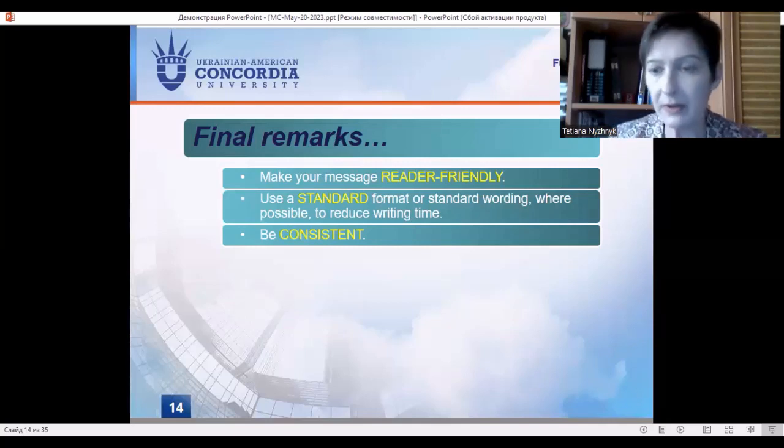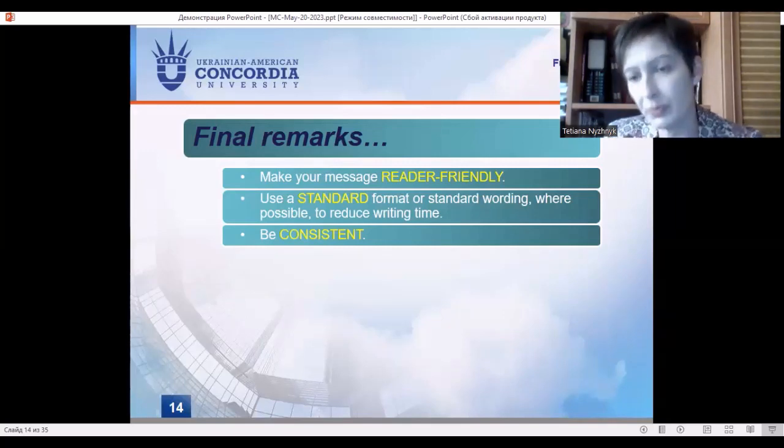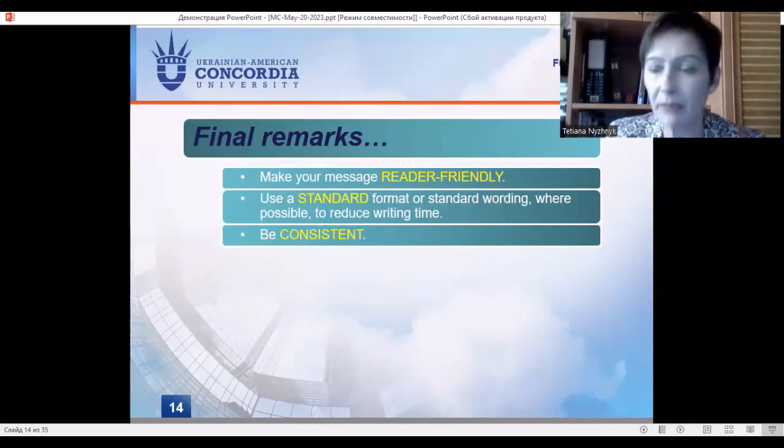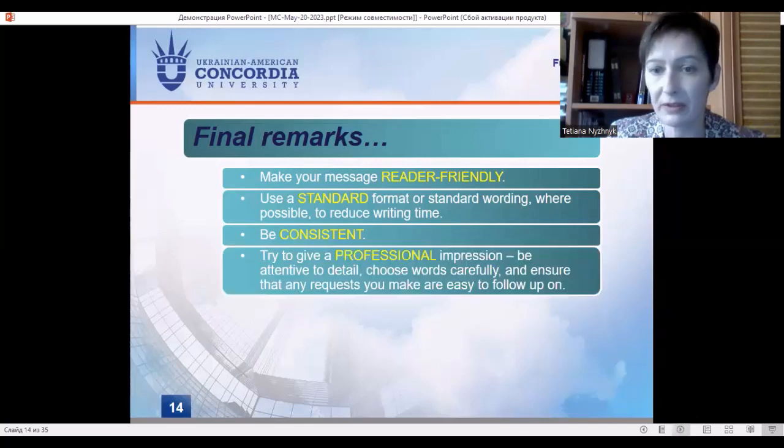Another piece of advice will be to try to stay professional. I know that it might be difficult when you are still studying, but try to be a perfectionist. Show attention to detail. Be very careful with word choice.